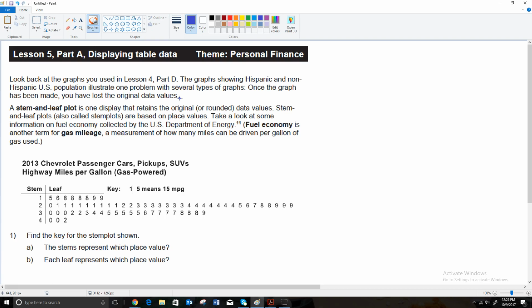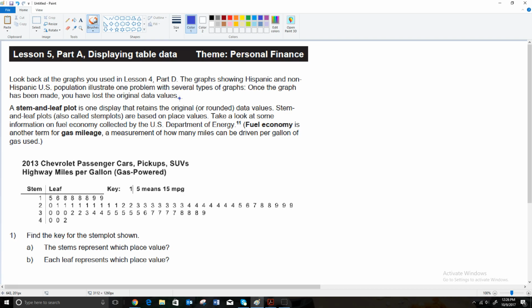And so one way to put data from a table into a pictorial form without losing the original data values is to use what's called a stem and leaf plot. What's nice about a stem and leaf plot is it gives you sort of a picture of the data, but at the same time it holds all those original data values.